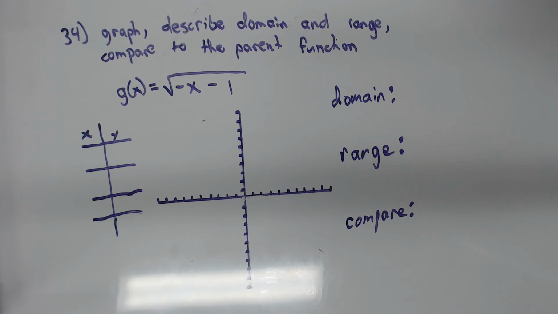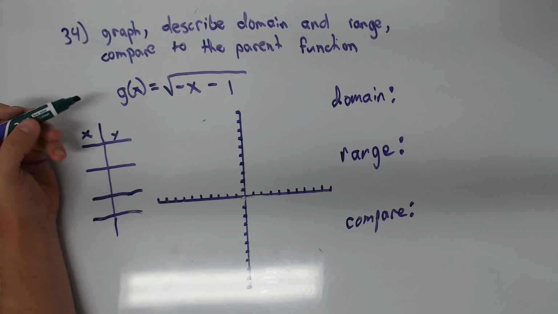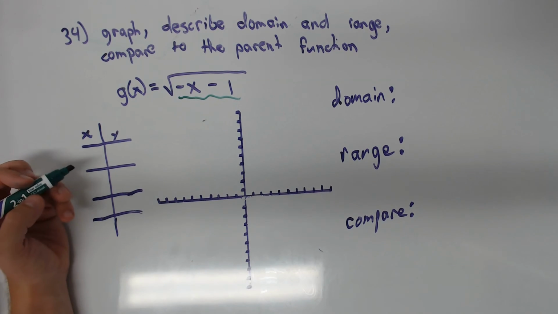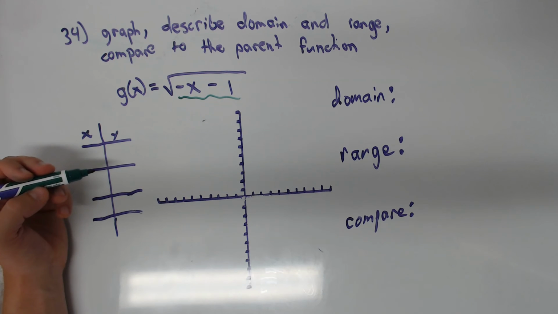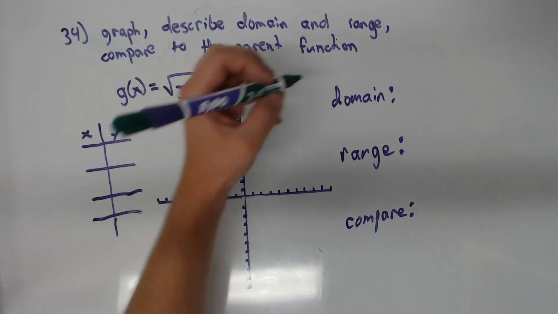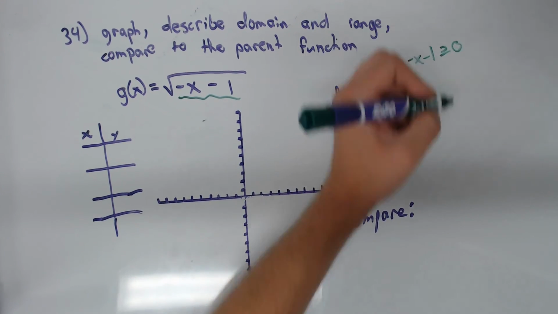All right, last problem on the review. This one's graphing a square root function. So the first thing we're actually going to want to do here is find the domain. Remember, we're not allowed to square root a negative, so I take whatever's under the square root symbol and make sure it's greater than or equal to 0. So that's what I start with. Negative x minus 1 is greater than or equal to 0.